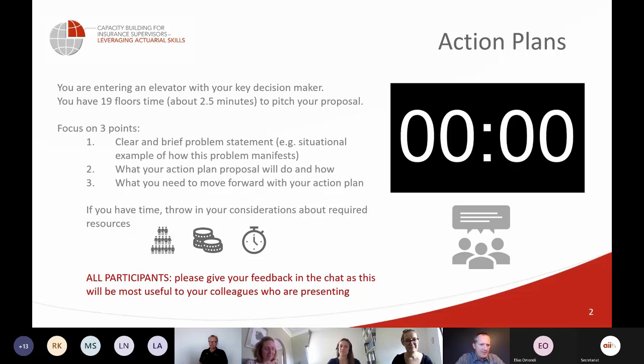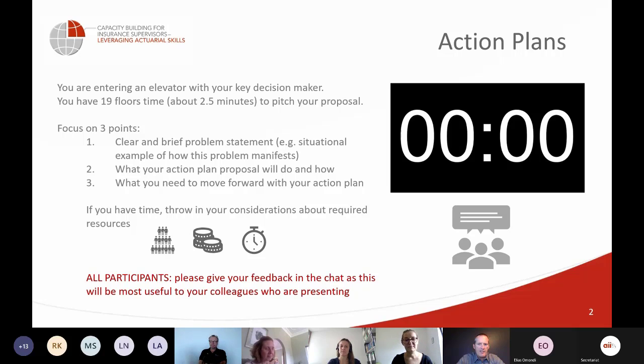Focus on 3 points. 1, a clear and brief problem statement, for example, a situational example of how this problem manifests. 2nd, what your action plan proposal will do and how, and what you need to move forward with your action plan.